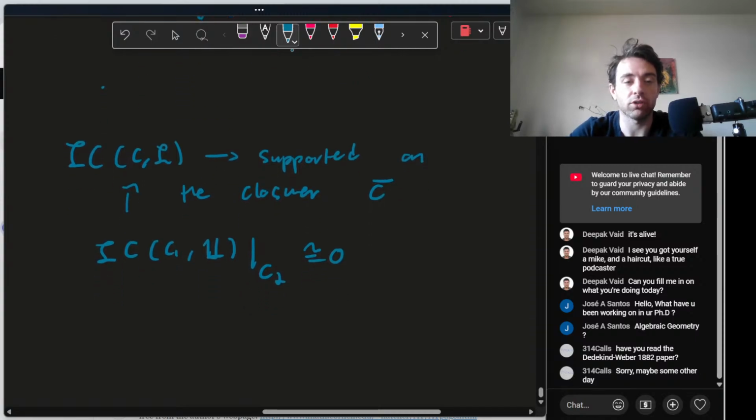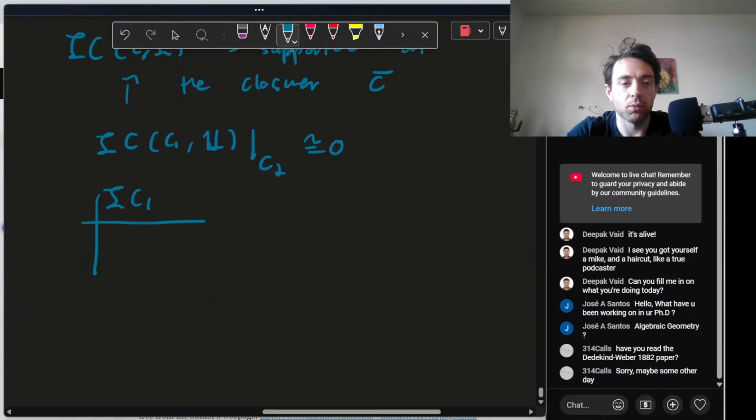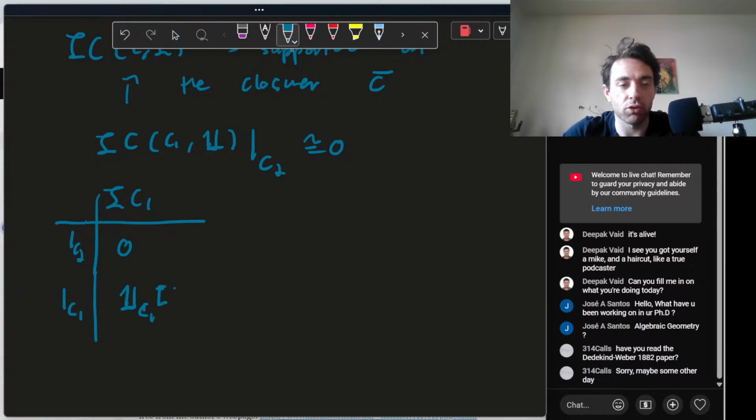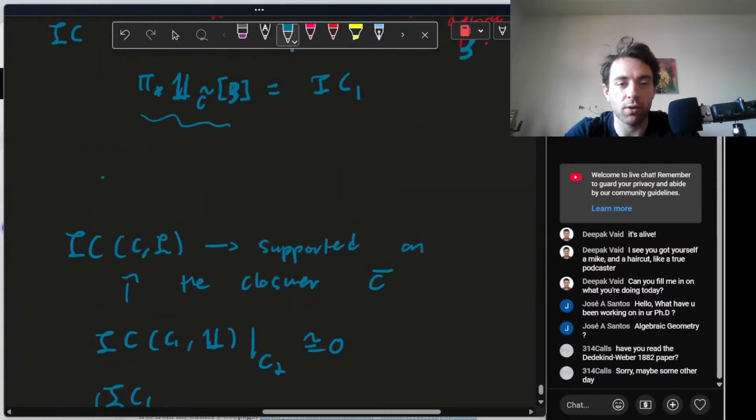So we're really starting to build a picture of what the sheaf looks like, right? IC1: we know that if we restrict it to C0, it's 0. If we restrict it to C1, we just get a copy of the trivial local system in degree 3. The only thing to check is what happens when we restrict this to C0.